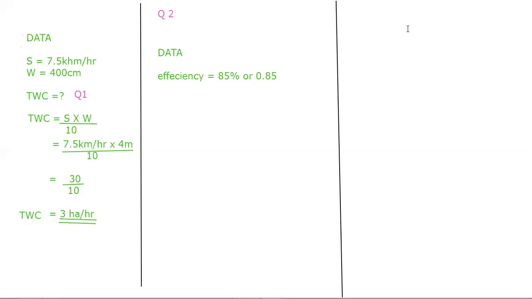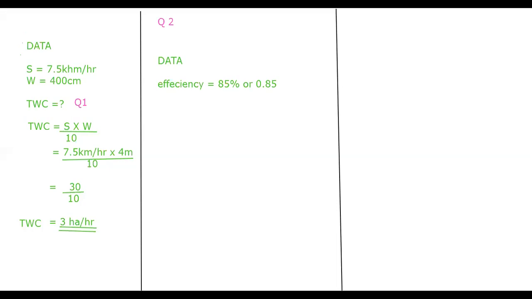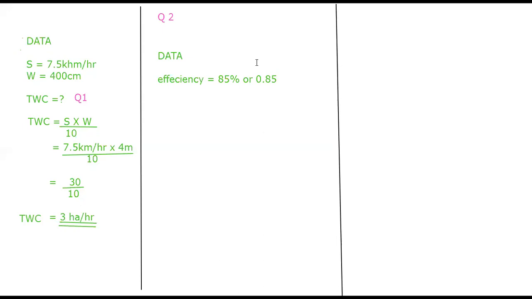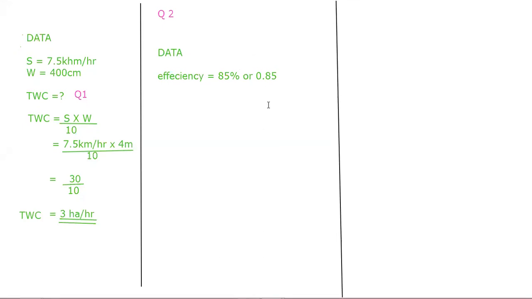Okay, we continue to question 2 now. We want to calculate the efficiency, the effective work capacity. We have already calculated the theoretical. Now, what will be the actual? Given the efficiency to be 85%, we want to calculate the effective work capacity, the actual work.